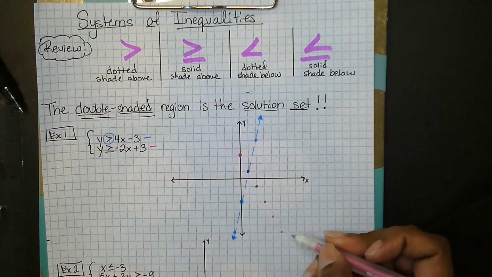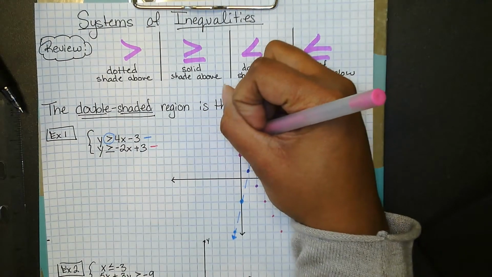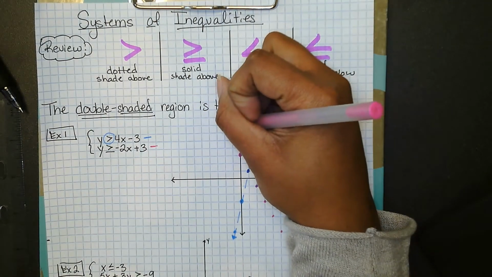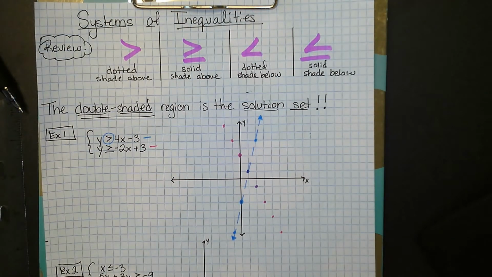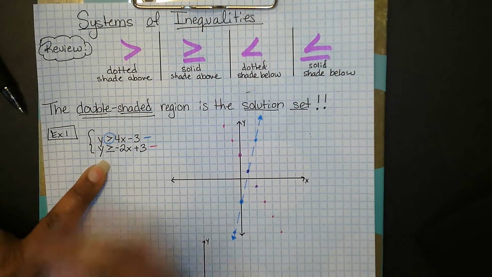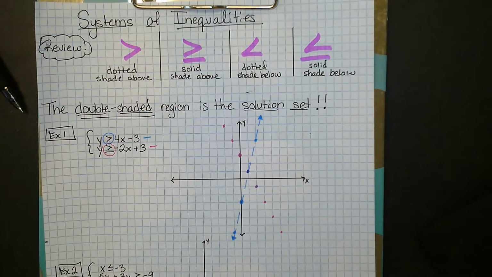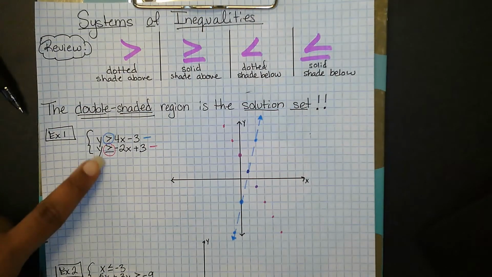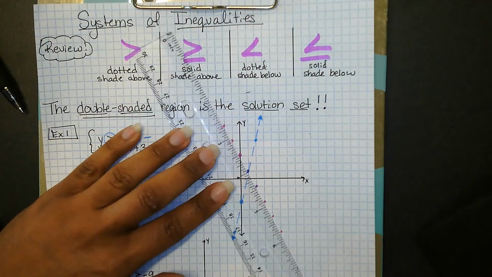When I run out of room, I'm going to go in the opposite direction and go up 2 to the left 1, up 2 to the left 1. Okay, then after we have all of our points plotted, use the inequality symbol to decide if it's going to be a solid or dotted line. In this case, it's going to be a solid line because we have a greater than or equal to symbol.